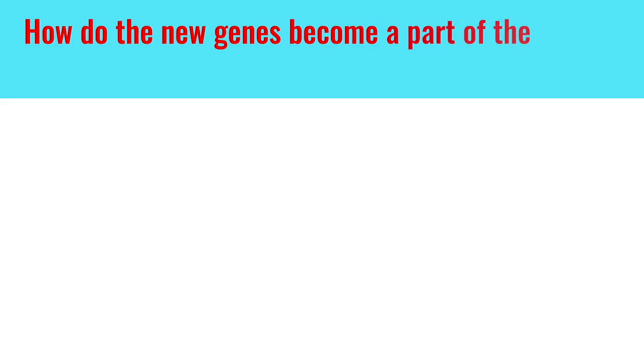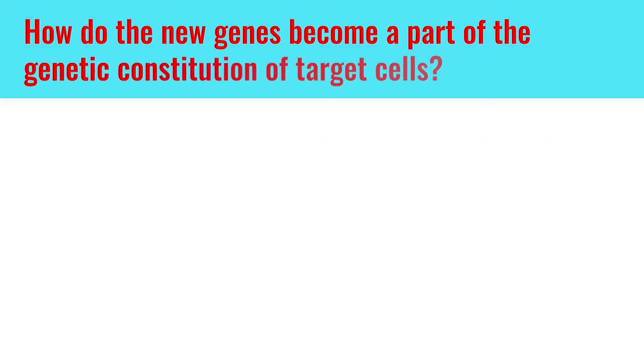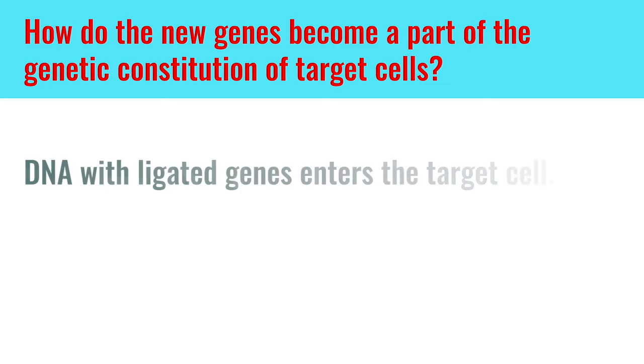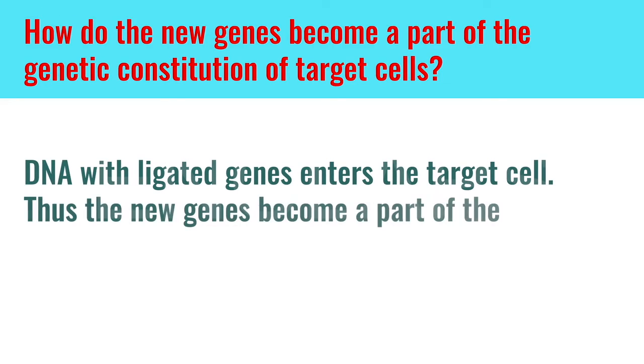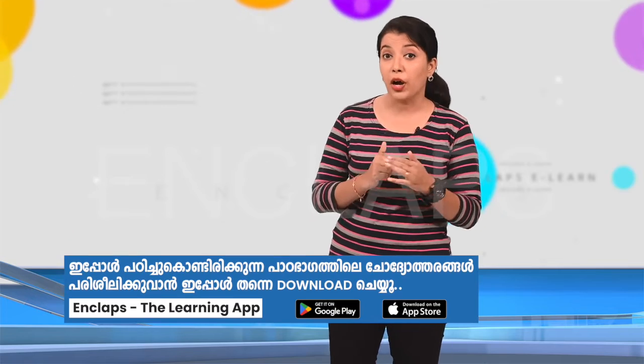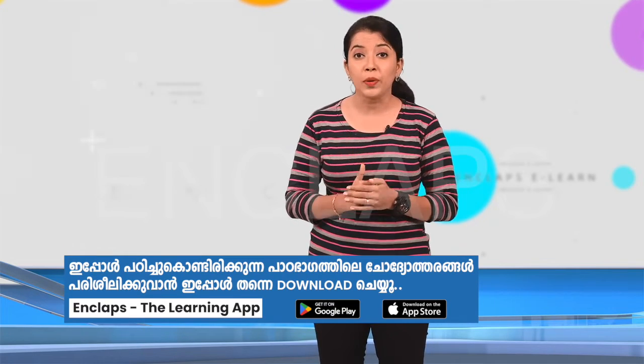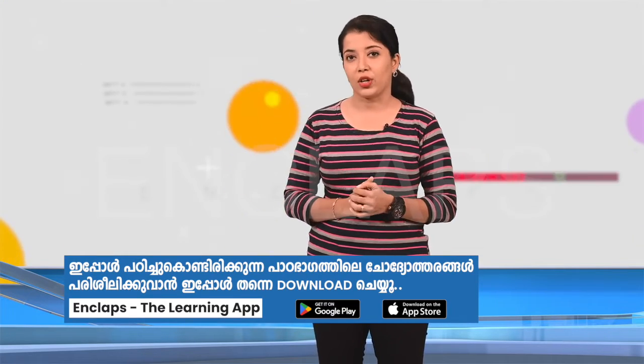How do the new gene become a part of the genetic constitution of the target genes? The DNA from the target genes enter the target cell. Thus, the new genes become a part of the genetic constitution of the target cell. The use of microorganisms and biological processes for various human requisites is called biotechnology.